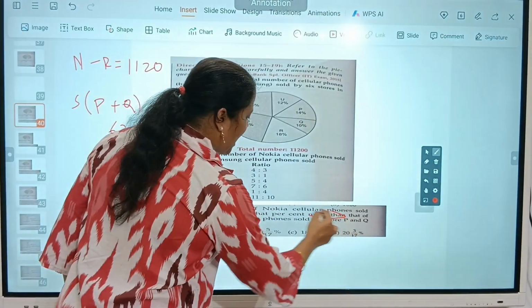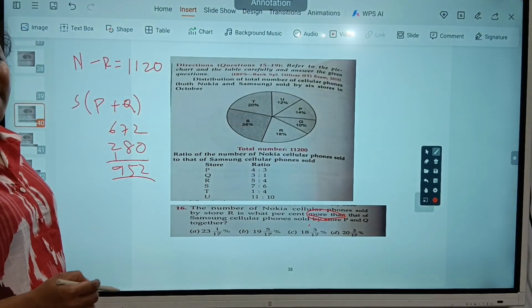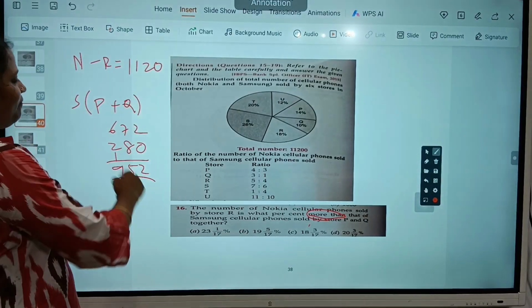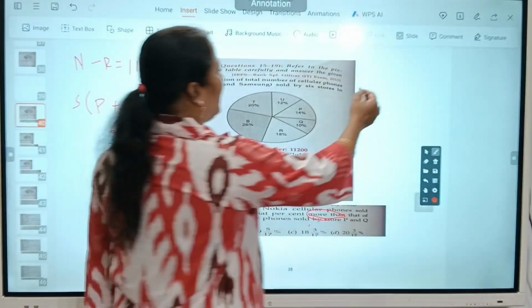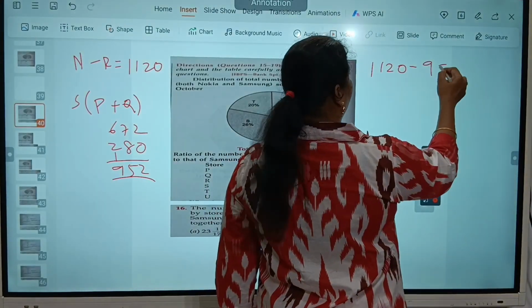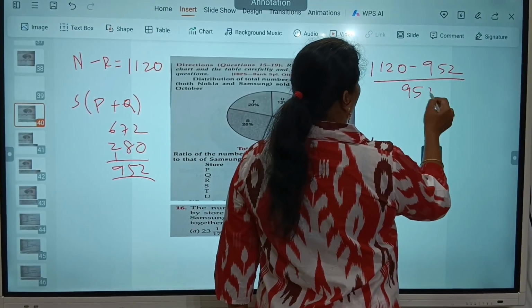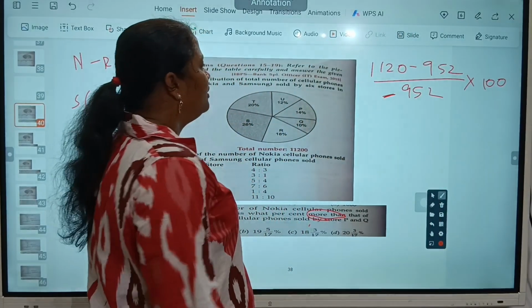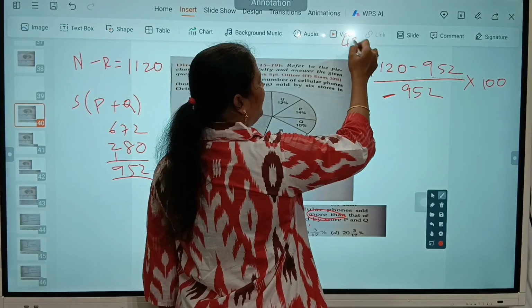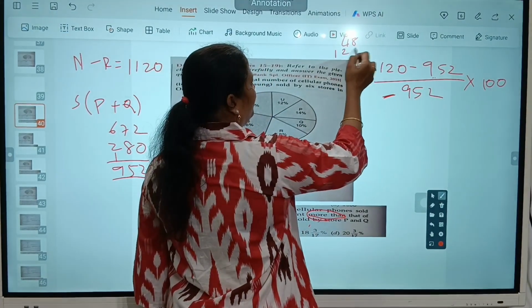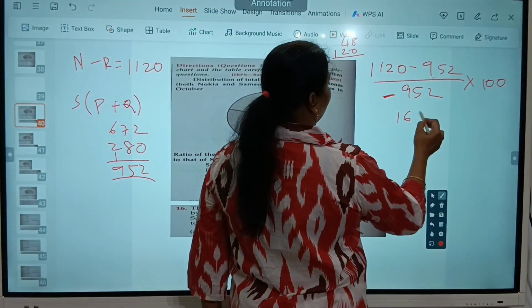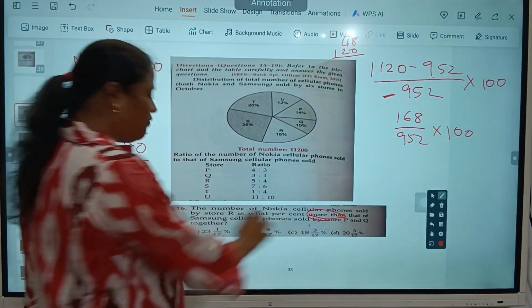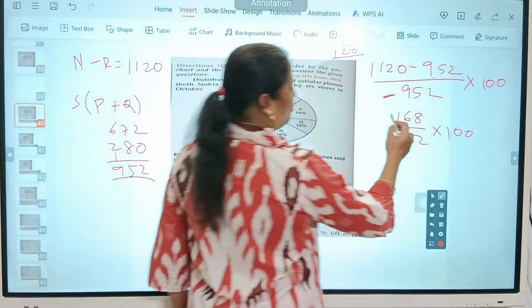Now what is asked in the question? What percent more than? If more than is asked, what we have to do? We have to take the lesser value in the denominator. So by what percent more than means we have to take 1120 minus 952 by 952, lesser value in denominator, into 100. So this is nothing but 952, 168 if we add it will go to 1120. It is nothing but 168 by 952 into 100. And we have to get the answer in fraction form. That's why we have to divide here only.